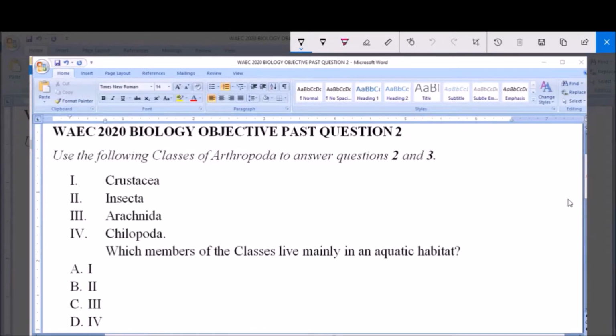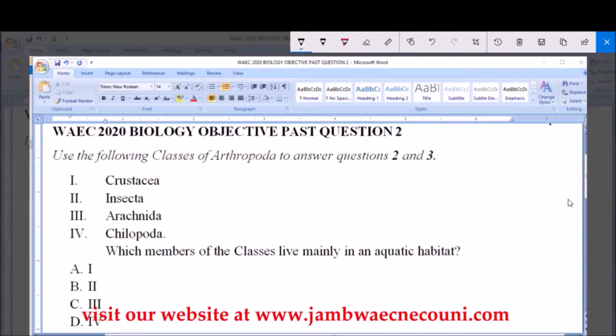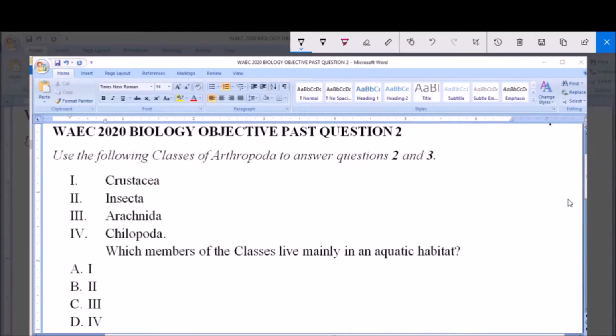So we have a list of classes of the phylum Arthropoda, and we're to use them to answer questions 2 and 3. So this is question 2. The classes you have are Crustacea, Insecta, Arachnida, and Chilopoda. So the question is, which members of the classes live mainly in an aquatic habitat? A. 1, B. 2, C. 3, D. 4.